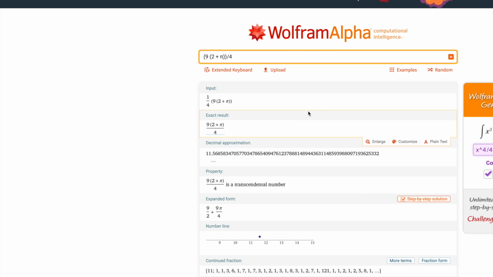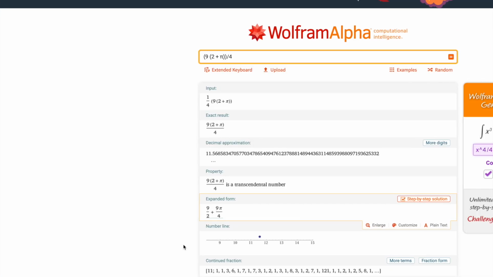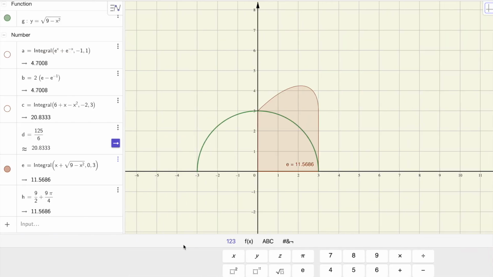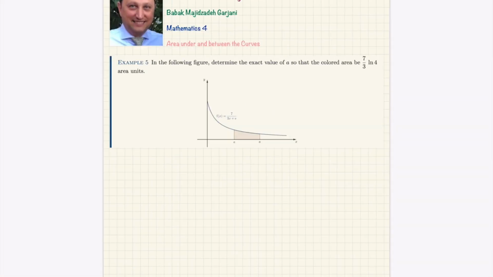So this Wolfram is very nice. It probably knows what my intention was. Just by clicking on it, it predicted that I need to do something like this. And if you remember, 9 over 2 plus 9 pi over 4 is exactly the number that I got here. Okay, so hopefully you realize that finding a primitive function for that was not that easy at all. Any questions here? Okay, let us go to the next problem.